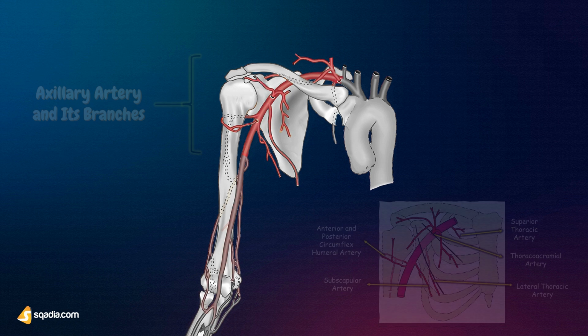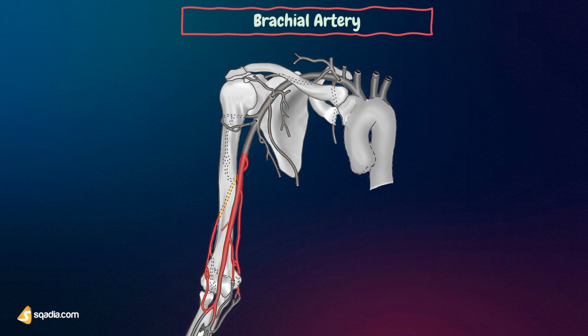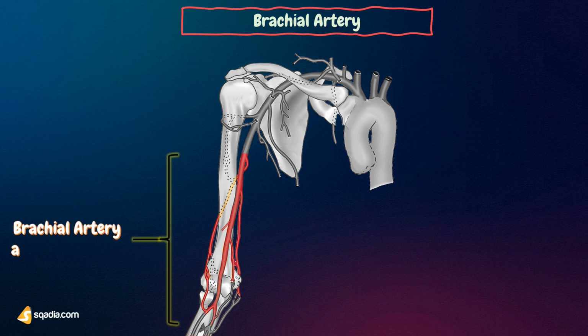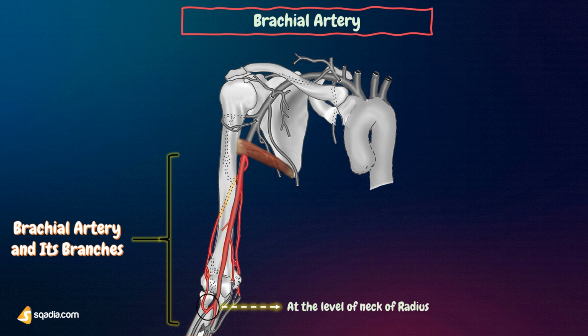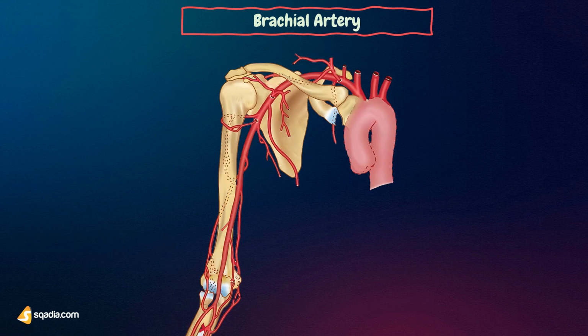Coming back to the brachial artery, it extends from the lower border of the teres major muscle to a point in front of the elbow. That is, at the radius's neck level, just medial to the tendon of the biceps brachii. So we can say the brachial artery is a continuation of the axillary artery, which begins at the lower border of the teres major muscles.